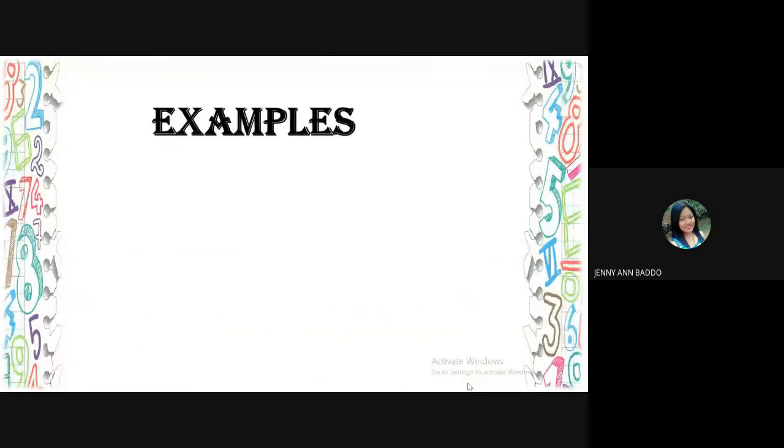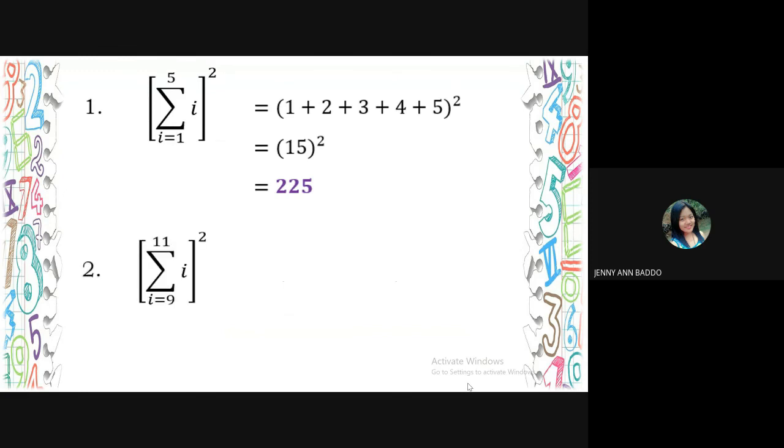Let us have examples. Evaluate the square of the summation of i, where i ranges from 1 to 5. So we have the square of the sum of numbers 1 to 5. Adding those numbers, that's 15 squared, which is 225. Another example, the square of the summation of i, where i ranges from 9 to 11. So we have to square the sum of 9, 10, and 11. And that's 30 squared. So we have 900.